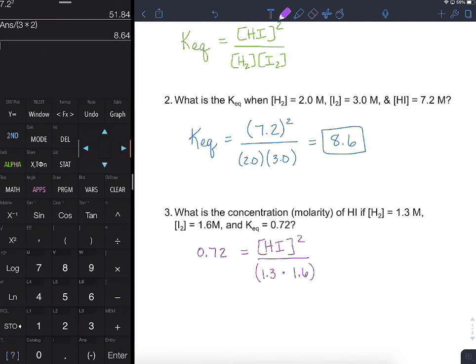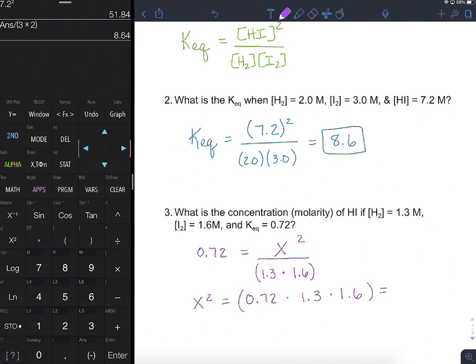So we're going to go ahead and plug all of these in. We're going to solve for HI. And you can substitute in for that X if you really want to. So I can go ahead and do that. I can say, okay, we're just going to make this X squared on the top because that's my unknown. So that's something that you can do there. And so when we rearrange these, we're going to multiply all these. So X squared is going to be equal to 0.72 times 1.3 times 1.6 all together.